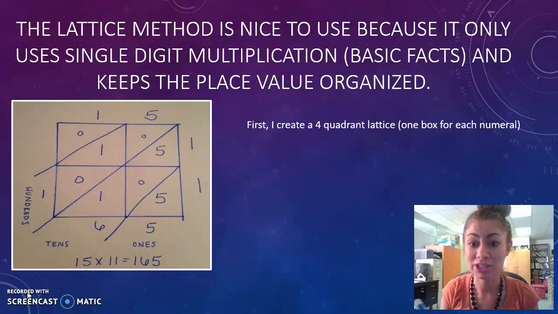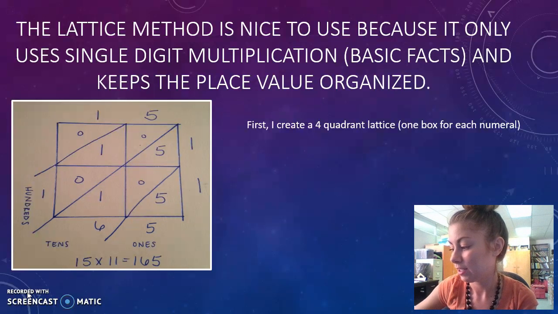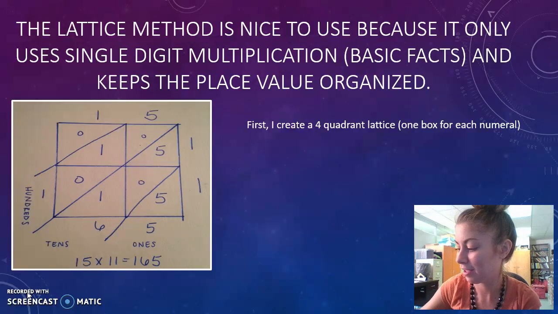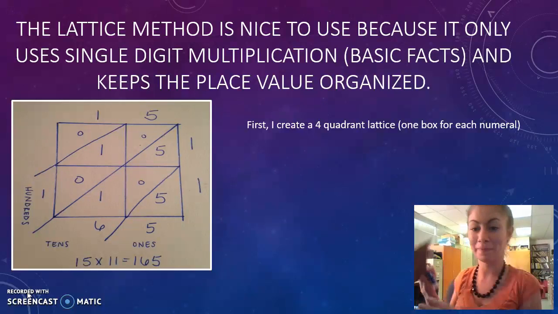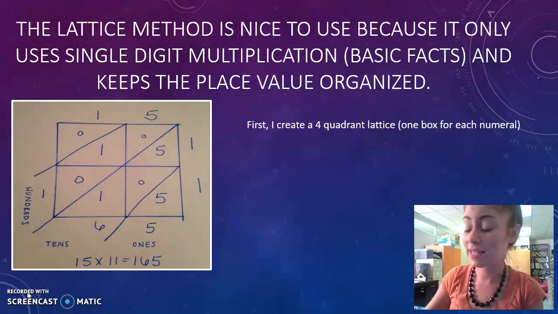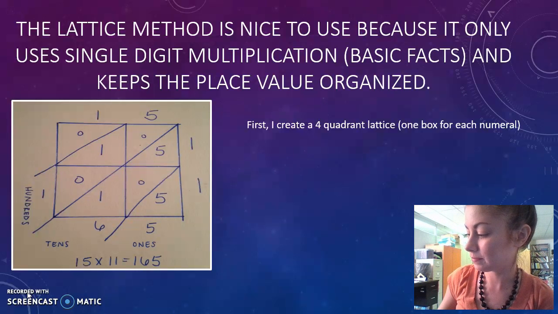So the first step is to create a 4-quadrant lattice. So I'm just going to draw 4 boxes just like before. And now I'm going to separate those boxes with a diagonal line.